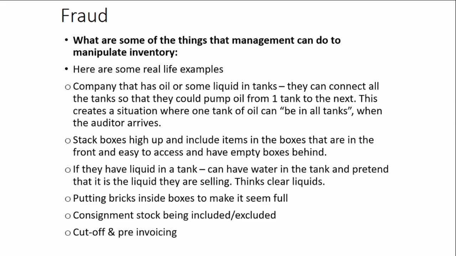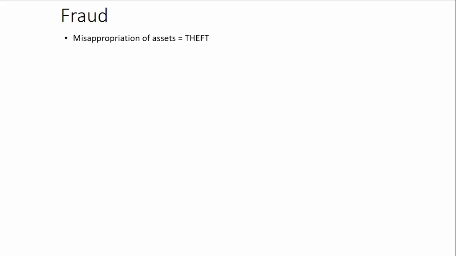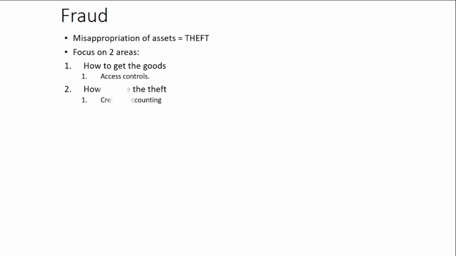Consignment stock, that's where you hold someone else's stock and you make it look like yours. And then obviously cut-off and pre-invoicing, where we, for example, include things in our inventory balance that we haven't yet received. Misappropriation of assets, which is theft.